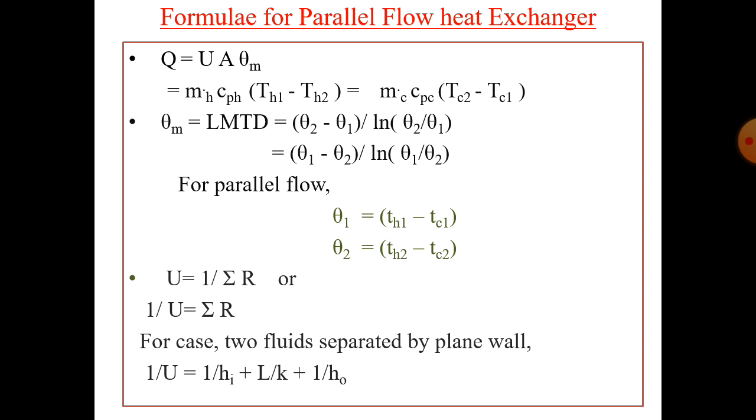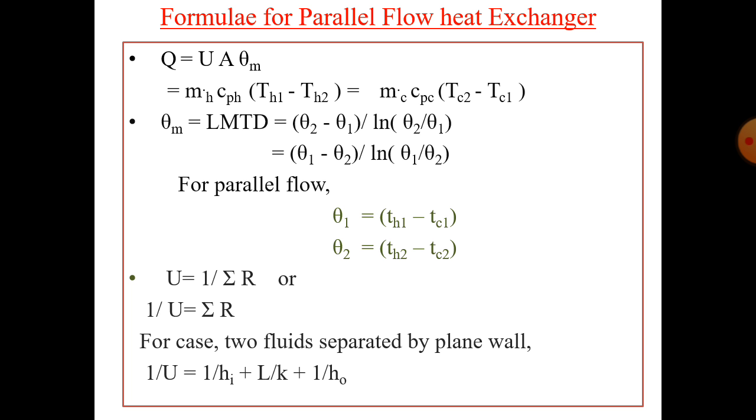Here you may see that there is no negative sign involved for the hot fluid, because we are writing the temperature difference as higher temperature minus lower temperature. As we know, the inlet temperature of the hot fluid is the higher temperature and the exit temperature of the hot fluid is the lower temperature. As we have written the formula m Cp into Th1 minus Th2, that is higher temperature minus lower temperature, there is no need of writing the negative sign.